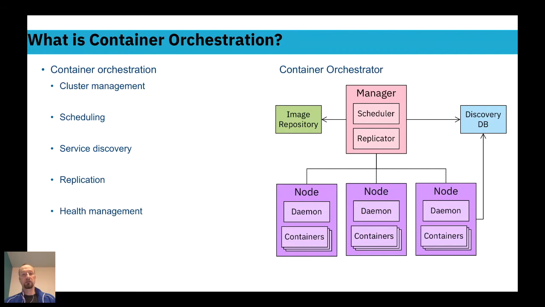So orchestration means a little bit like a conductor in the orchestra. You need to maintain all the containers and nodes that are being managed by you. You schedule systems to appear or disappear depending on the situation, and you have health management. Everything is done in coordination with the image repository. So images are being pulled from the image repository, and you can also use Discovery DB for various things.